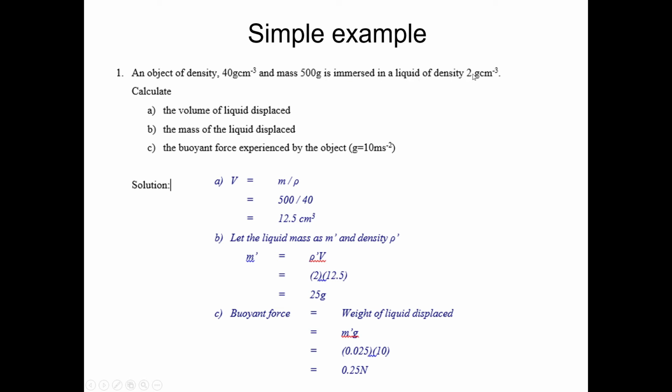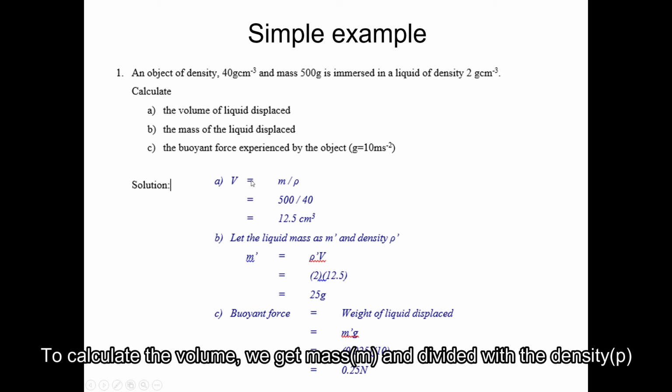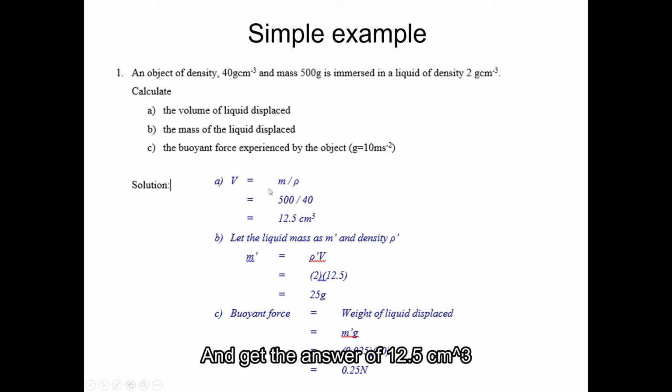Next, a simple example: an object of density 40 and mass of 500 gram is immersed in a liquid of density 2 g cm-3. Calculate the volume of liquid displaced. To calculate the volume, take m, the mass, divided by rho, which is 40, and we get 12.5 cm cubed.